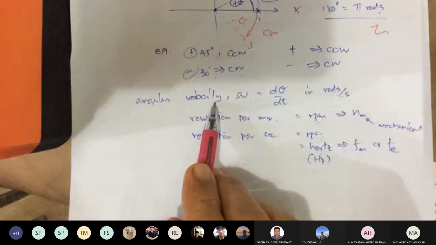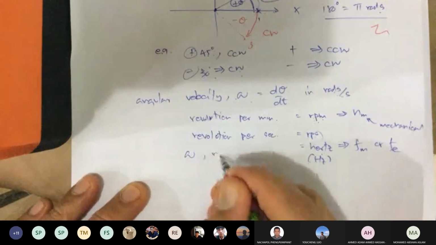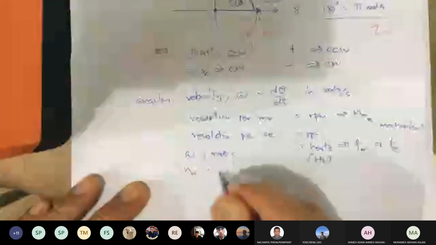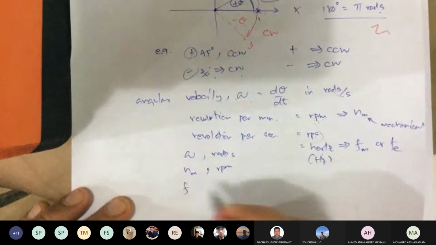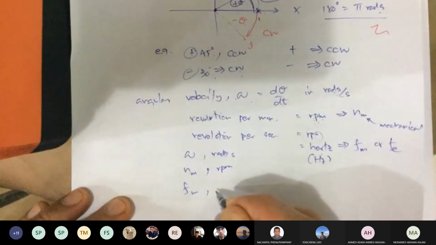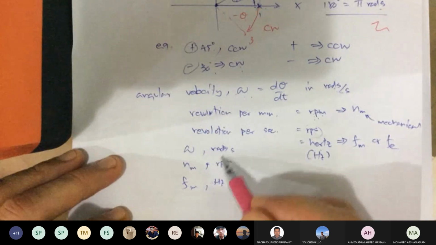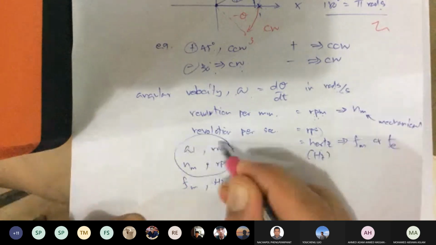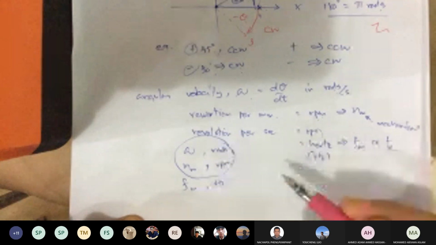So angular velocity has 3 parameters: omega, in radians per second; n sub m, in RPM, revolutions per minute; and f sub m, in hertz. You have to know how to convert. The important relationship we need is between these two. How do you convert RPM into radians per second?